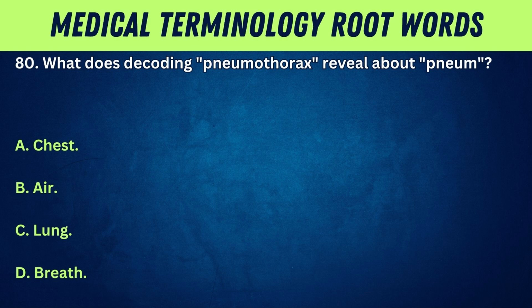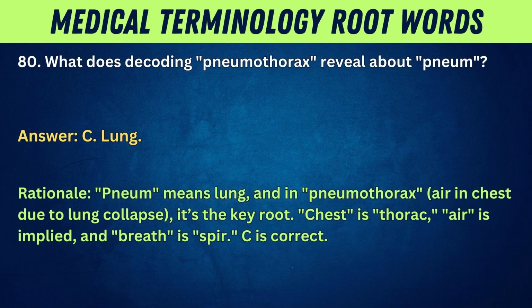80. What does decoding pneumothorax reveal about pneum? A. Chest. B. Air. C. Lung. D. Breath. Answer: C. Lung. Rationale: Pneum means lung, and in pneumothorax, air in chest due to lung collapse. It's the key root. Chest is thorax, air is implied, and breath is spir. C is correct.